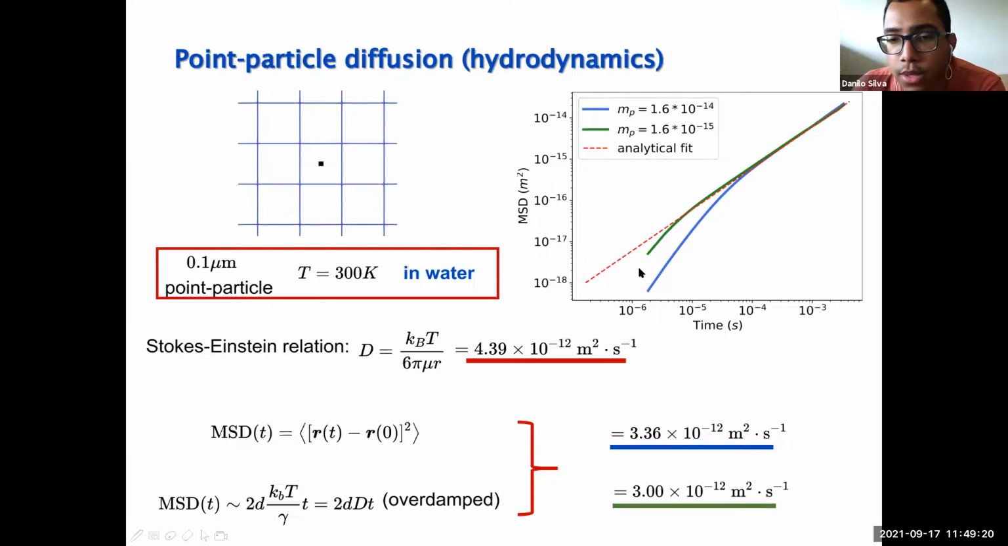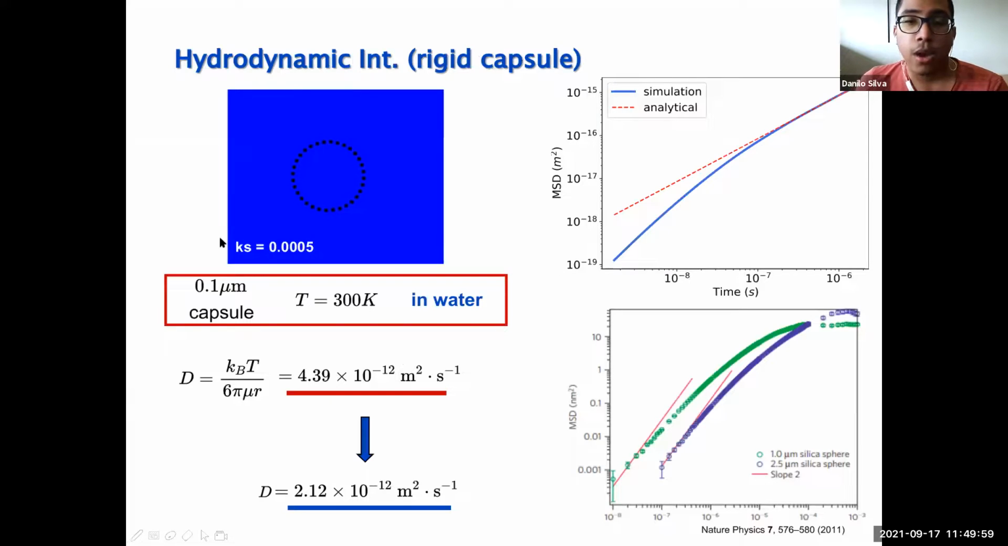However, we can see that here inertia plays a much bigger role, whereas in the previous case the particle should follow tightly the motion of the streamline of the fluid. In this particular case, no, because we have a massive particle, so inertia takes a role. And we can see that there is a delay before it reaches the diffusive regime, depending on the inertia of the particle. But it's still able to recover at long time scales the same diffusion coefficient as expected, at least of the same order. Now, moving on to the hydrodynamic interactions for a rigid capsule.